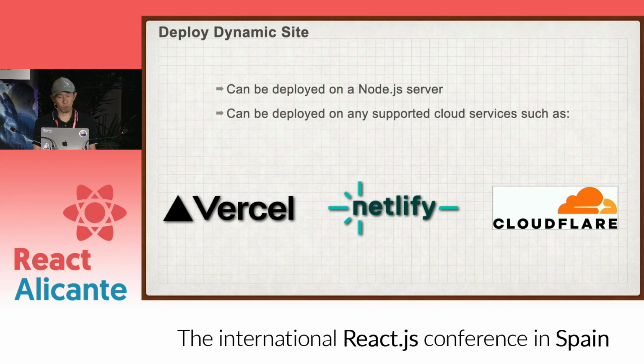In many cases, we want to deploy our dynamic site. A dynamic site requires a server. Our first option is a Node.js server. By default, Waku builds for Node.js, and you can run it on any Node.js server. Alternatively, we can deploy our app to cloud services. Waku supports Vercel, Netlify, and Cloudflare Workers. We are working on supporting more cloud services.